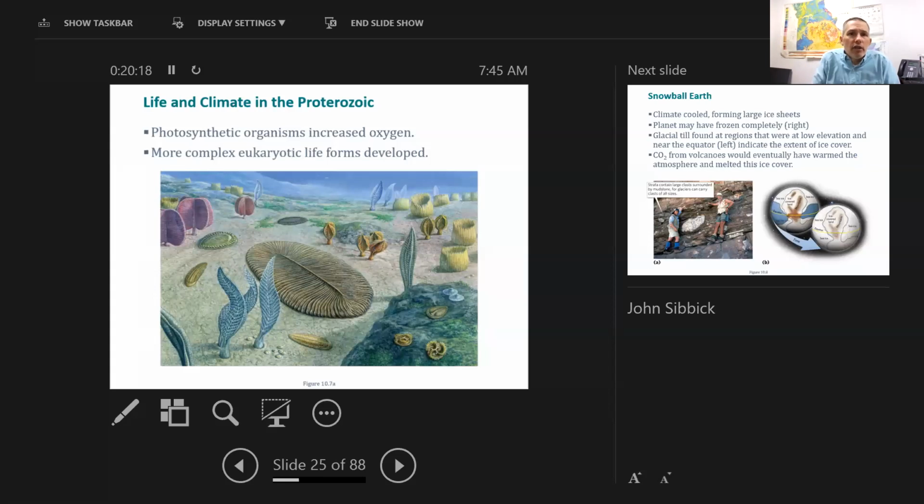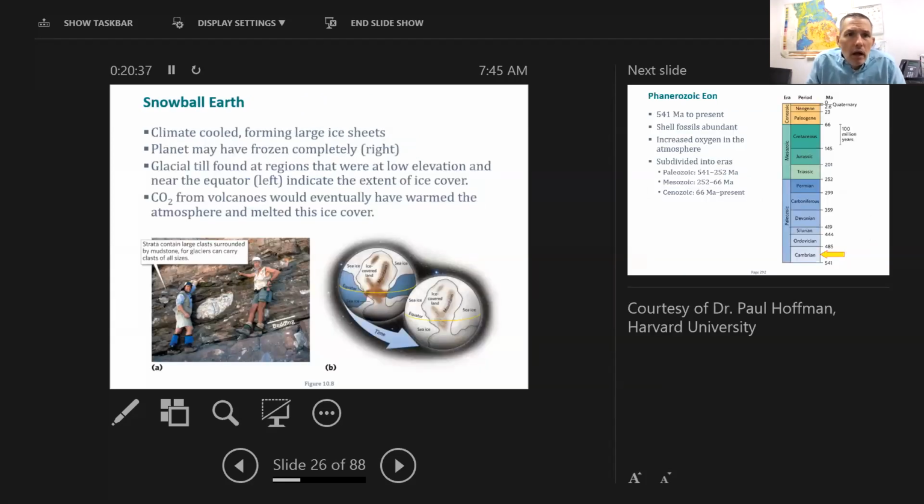So some of the life in the Proterozoic: we had a lot of photosynthesis occurring in this environment, and oxygen was in fact a byproduct. And so, as I mentioned, the snowball Earth, where we had glacial till found in areas at low elevation at the equator.